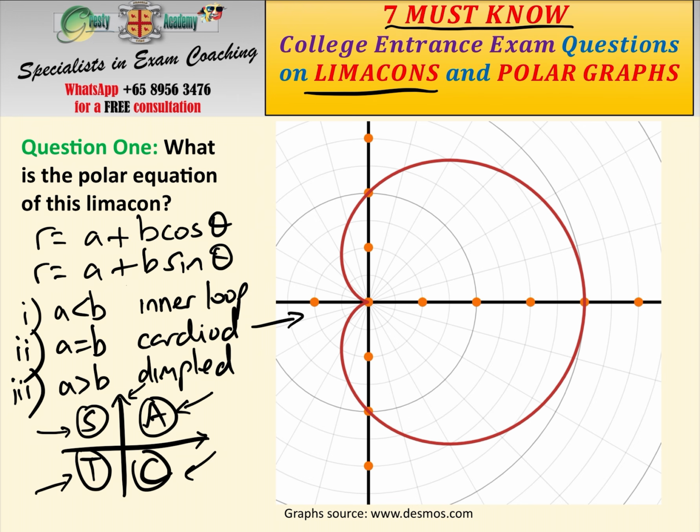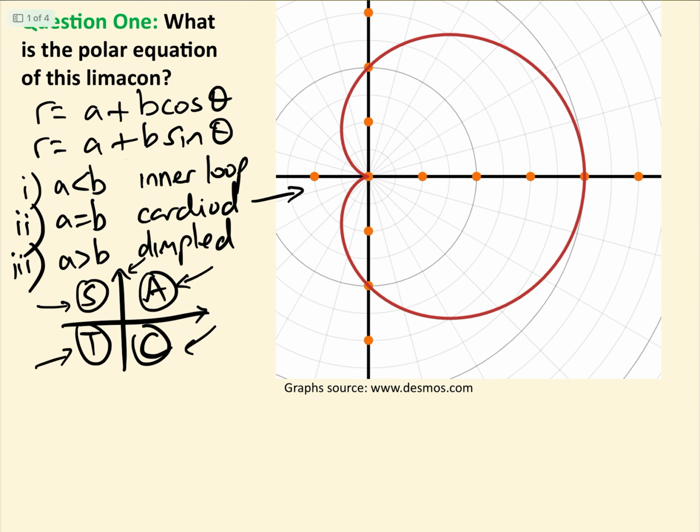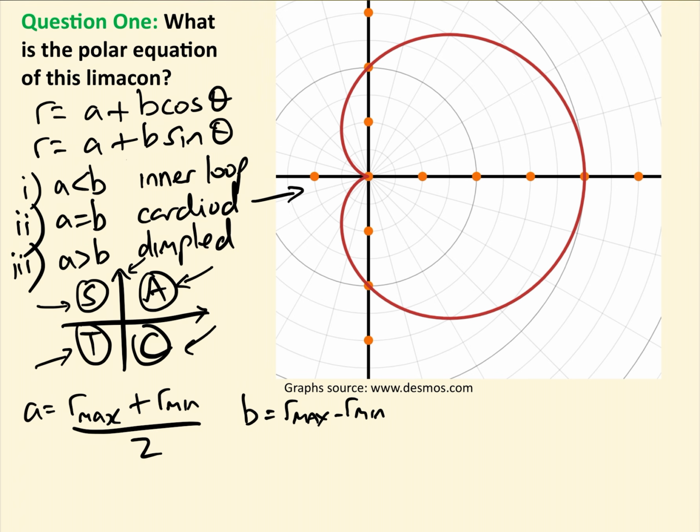Okay, now basically how do we find the a and the b? Well, we have the maximum value of r and we have a minimum value of r, and a is equal to r max plus r min over 2, and b is equal to r max minus r min over 2. And just one other thing, we will look at this in a minute, but with the inner loop Limaçon, we actually can have r being negative, so you do have to be a little bit careful about that.